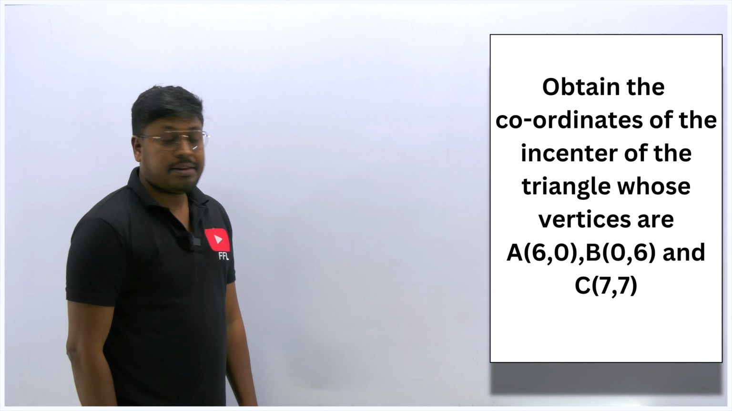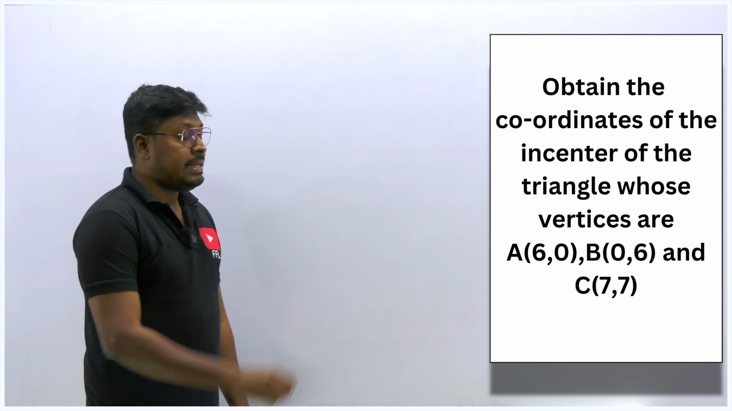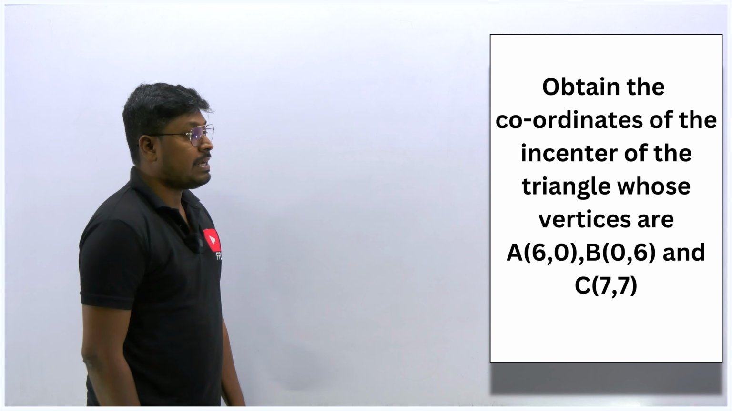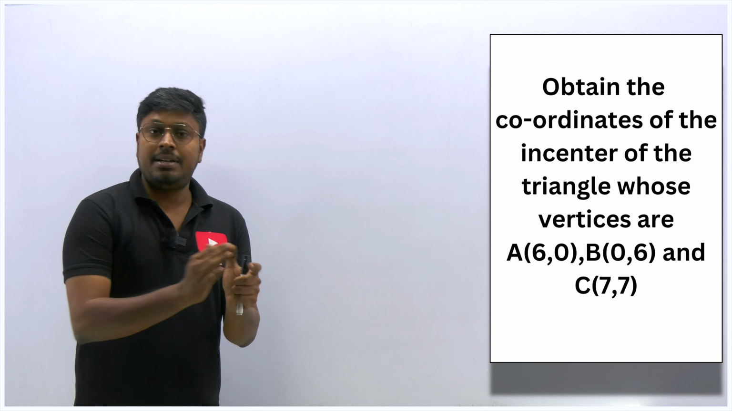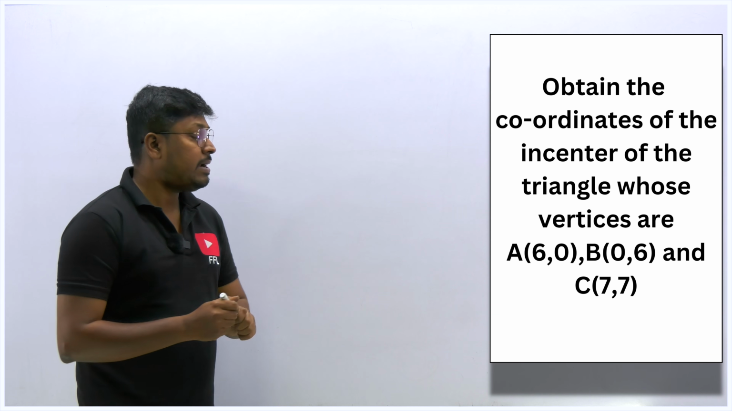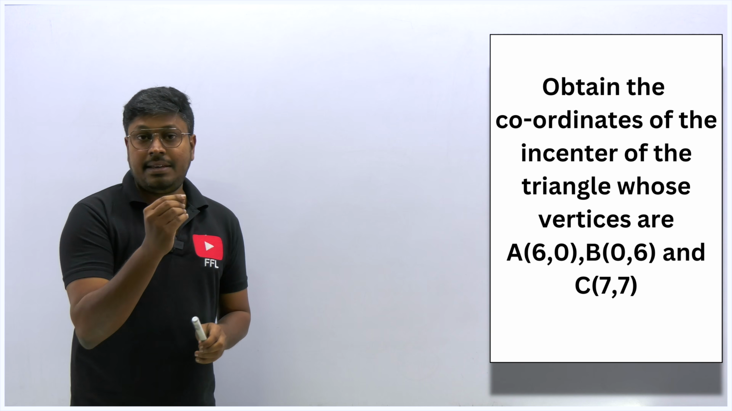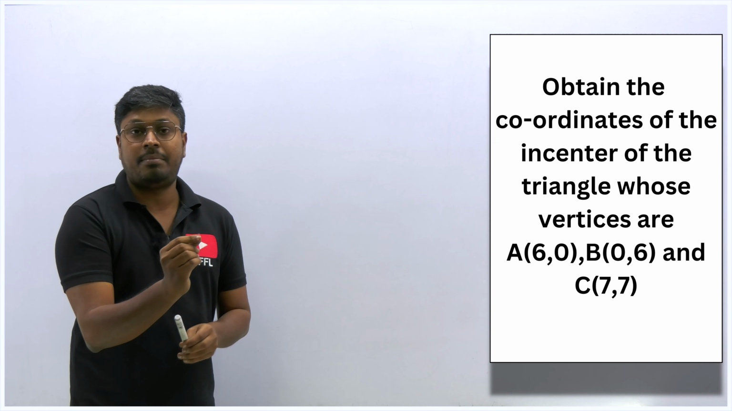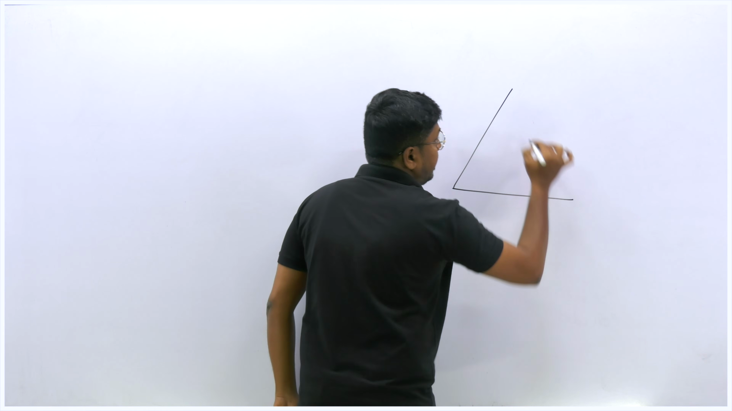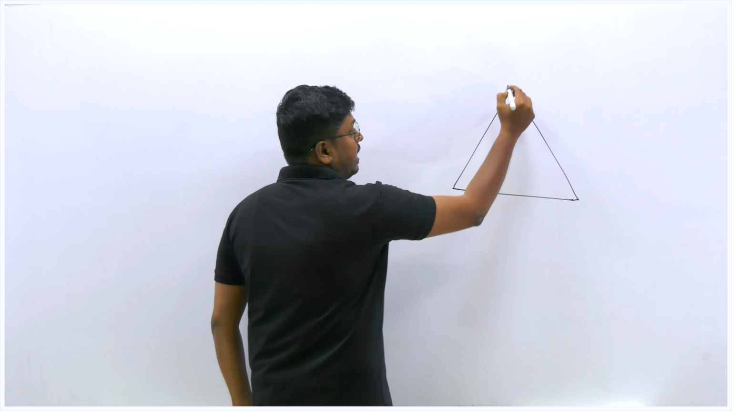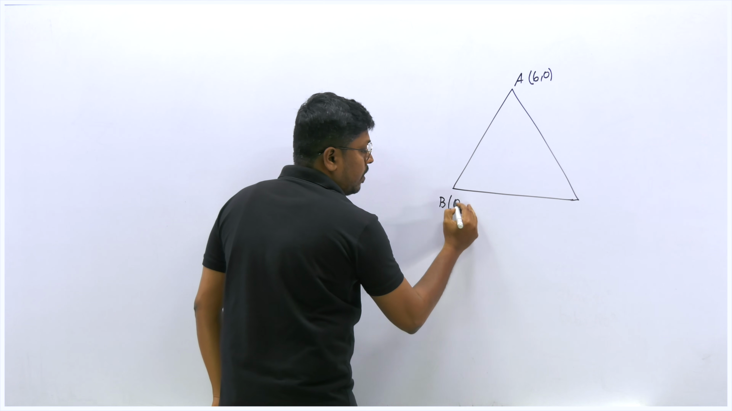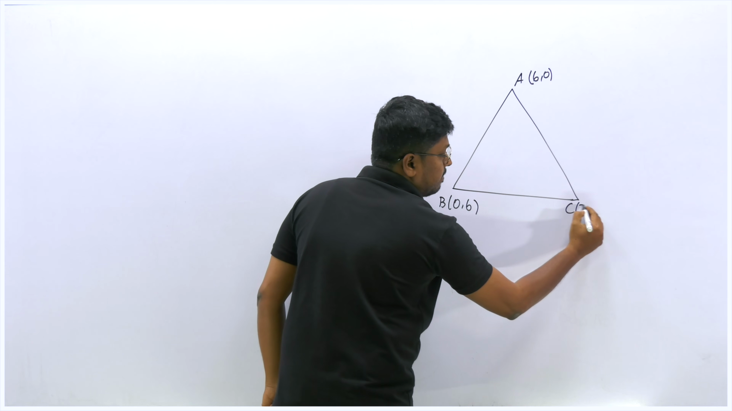So here is the second question. Find the incenter coordinates. The vertices are given: A is 6, 0, B is 0, 6 and C is 7, 7. So a similar sort of question. First, what you need to do is draw a small triangle diagram, right? Then mark all the points A, B, C, and after finding a, b, c, substitute in the formula to find the coordinates of the incenter, right? So first let me draw a diagram. Here they have given A, B, C. So A will be 6, 0, B will be 0, 6 and C will be 7, 7, right?